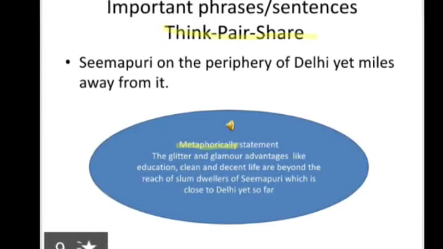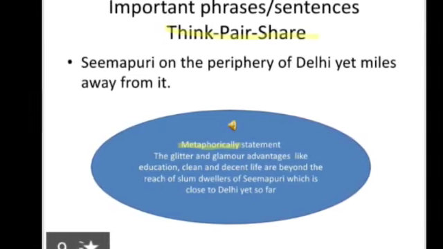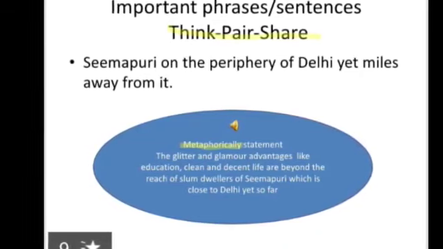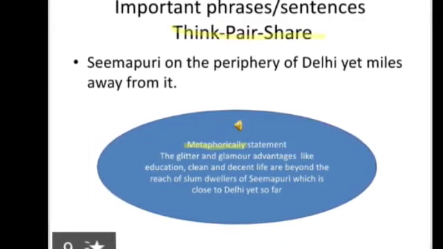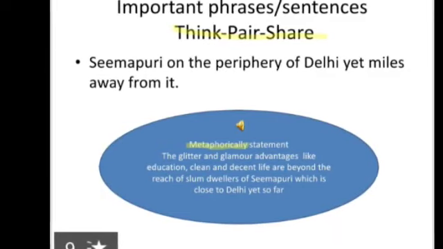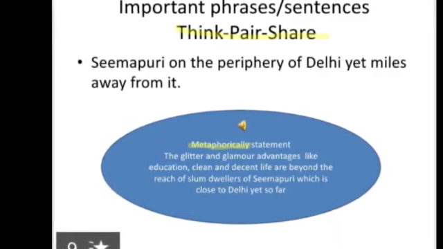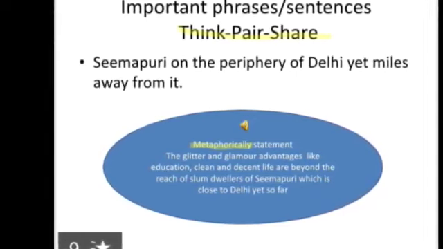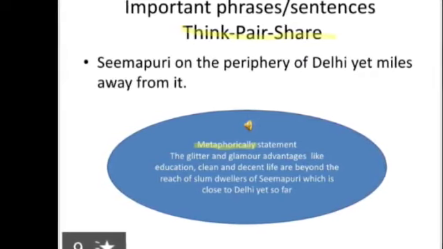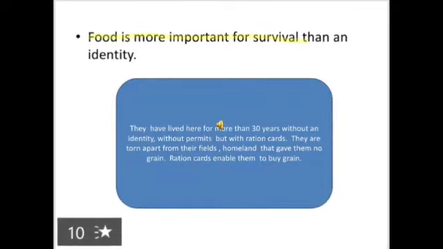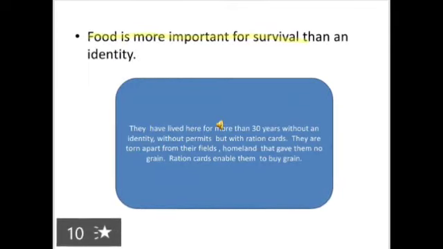It talks about the glitter and the glamorous life of the students, of the children who live in Delhi. The advantages they have, like good quality education, clean and decent life, which are beyond the reach of slum dwellers of Seemapuri, which is close to Delhi yet so far. Let us talk about the second statement, which is very important.